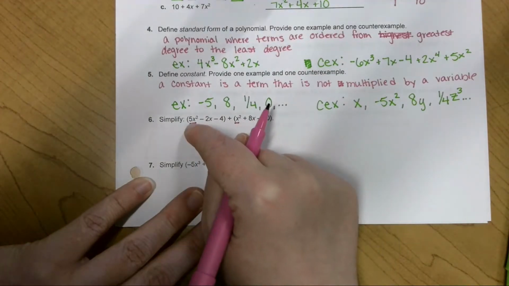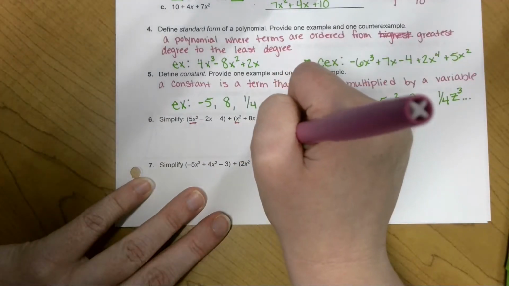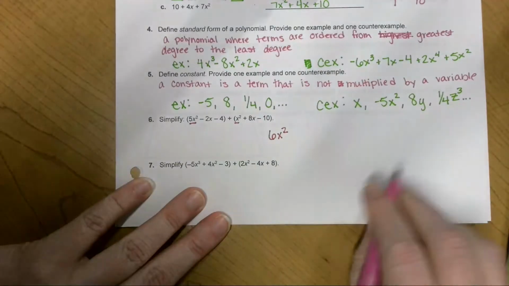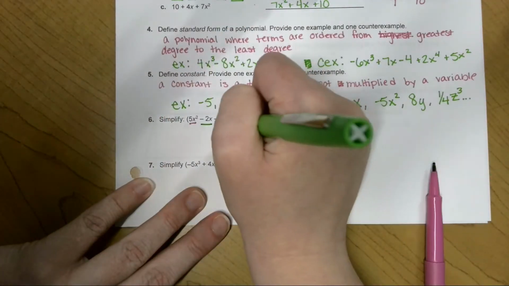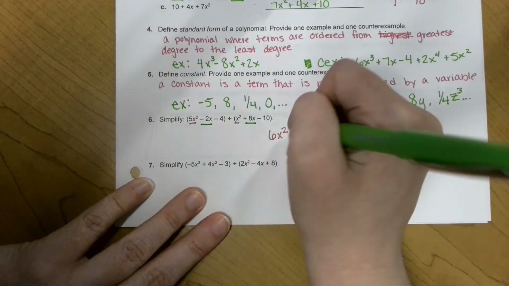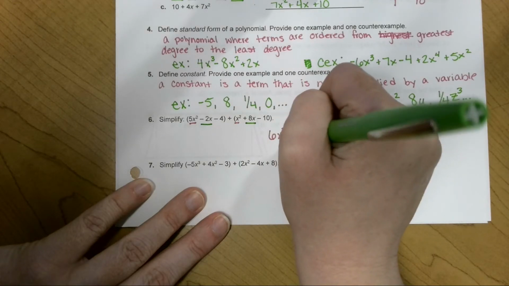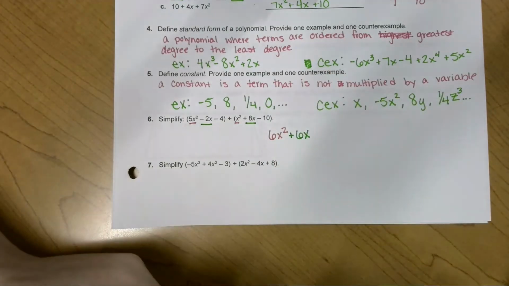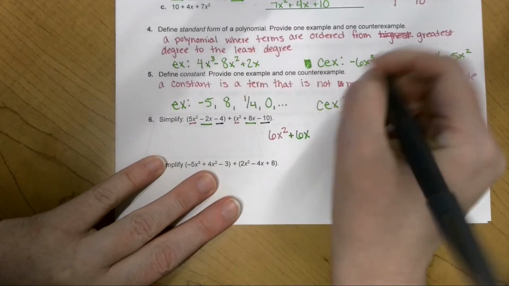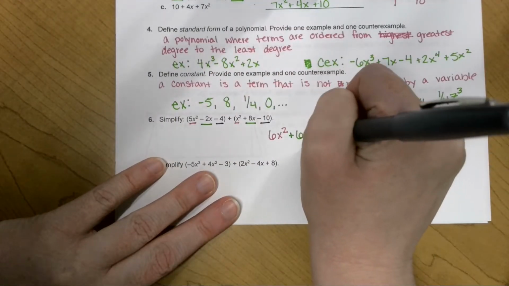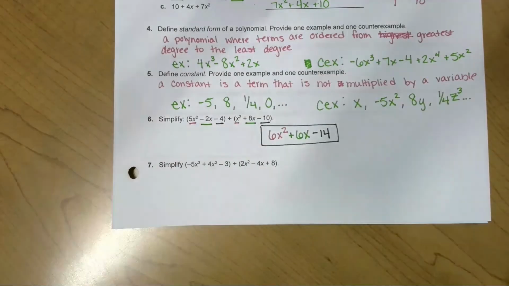So we have 5x squared plus another x squared. That's going to give me 6x squared. Then we're going to take this negative 2x and 8x, and that's going to give me 6x. And then we're going to combine negative 4 and negative 10 to get negative 14. That's it. We're just adding like terms.